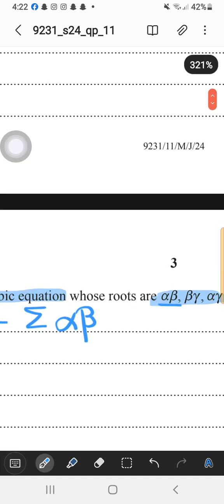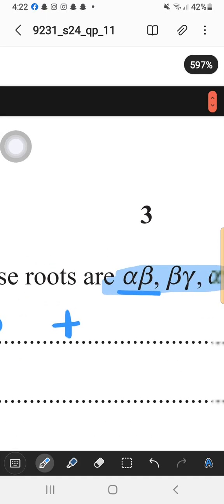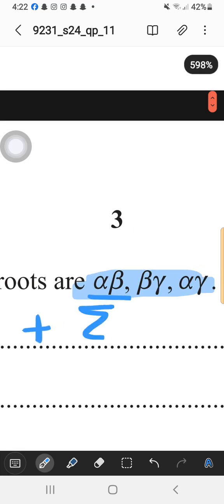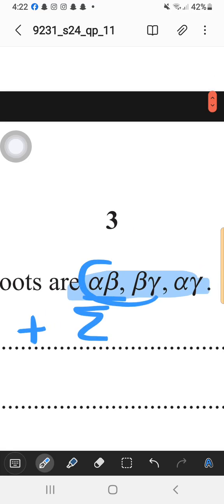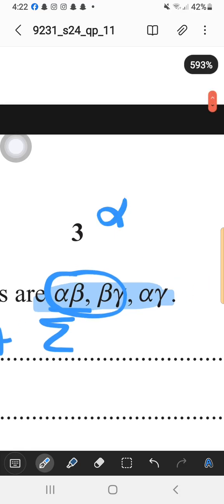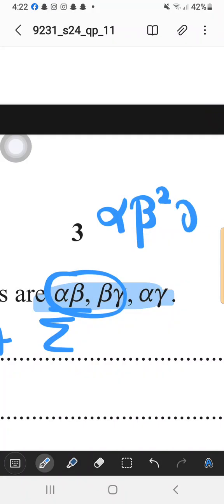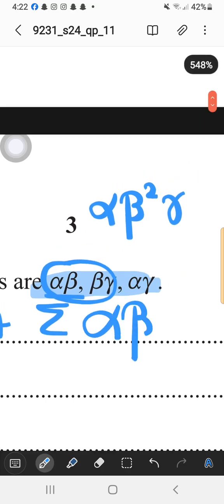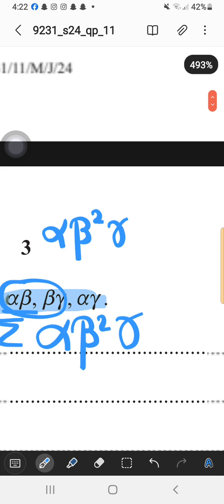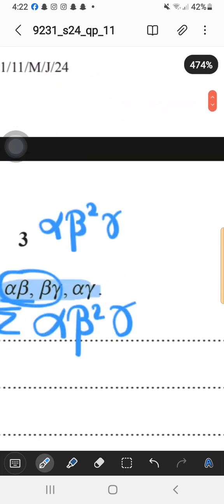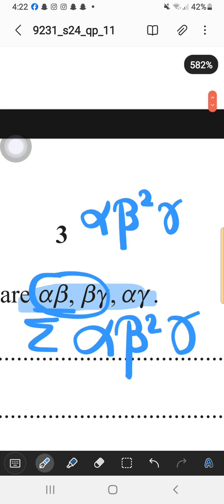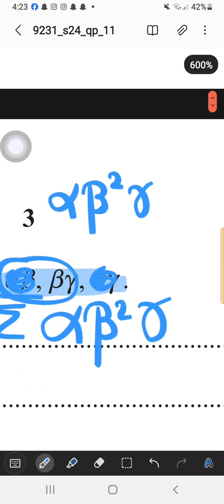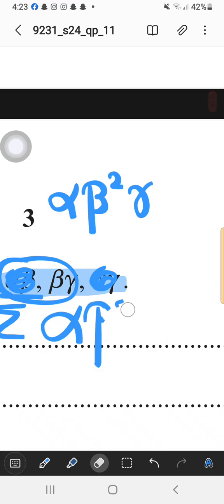Then if we move ahead, plus here the summation will be of multiply these two, it becomes alpha beta square gamma. Okay, so write this alpha beta square gamma, or we can write it as alpha square beta gamma, because if we multiply this one and this one, we will get alpha square beta gamma. There's nothing to worry.